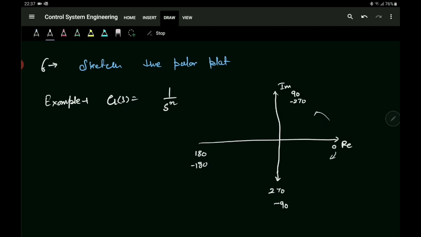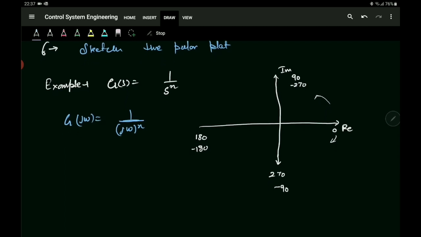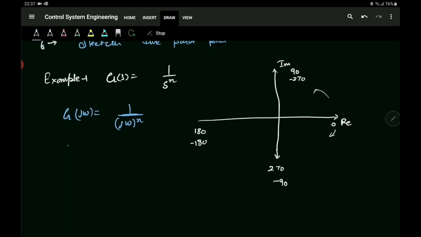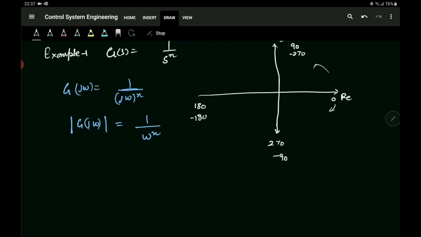The first step is to represent your transfer function in the frequency form, G(j omega) equals 1 upon (j omega) to the power n. Find out the value of magnitude. Magnitude of the system will be 1 upon omega to the power n. Angle of the system will be minus n times 90 degrees.